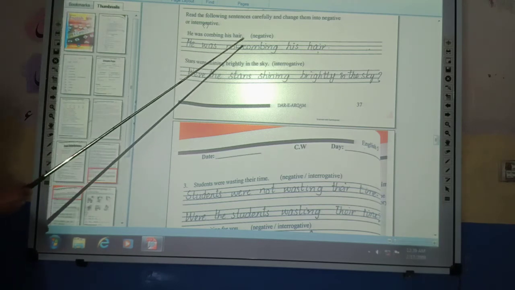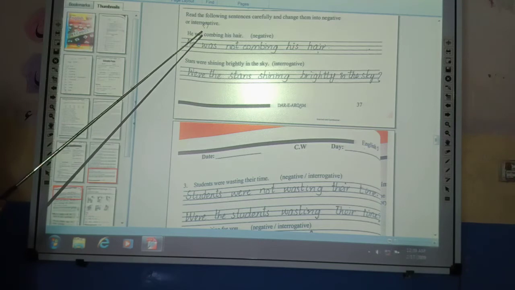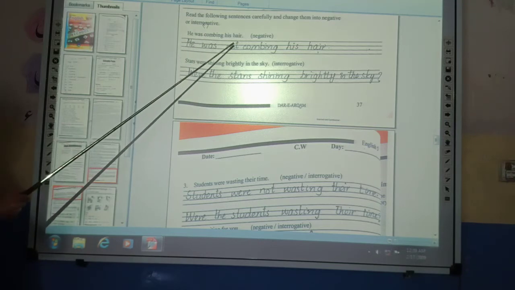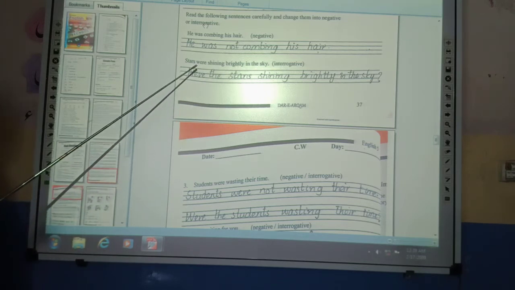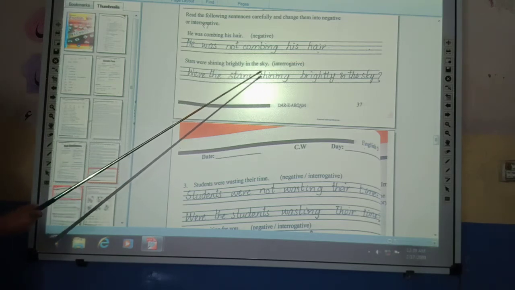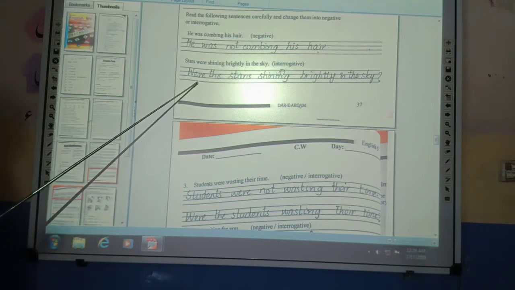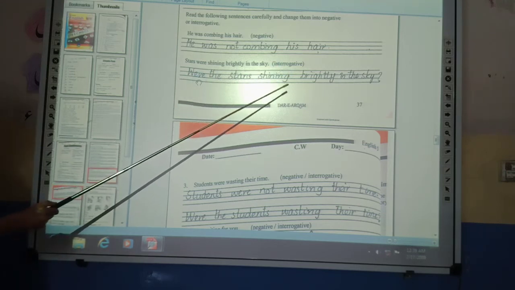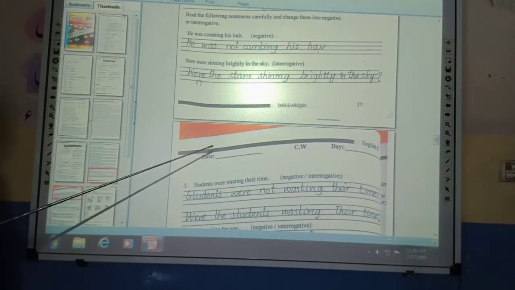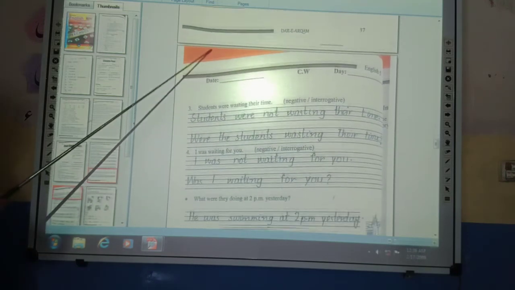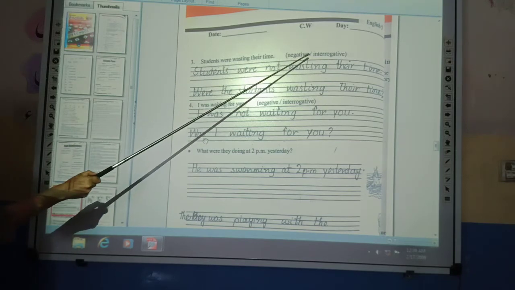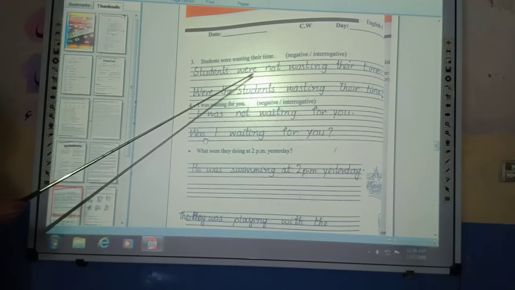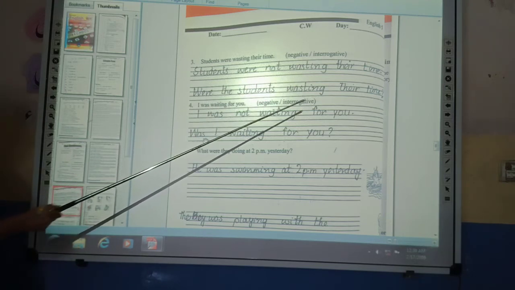Read the following sentences carefully and change them into negative or interrogative. He was combing his hair. Negative: he was not combing his hair. Stars were shining brightly in the sky. Interrogative: were the stars shining brightly in the sky? Students were wasting their time. Negative and interrogative: students were not wasting their time. Were the students wasting their time?